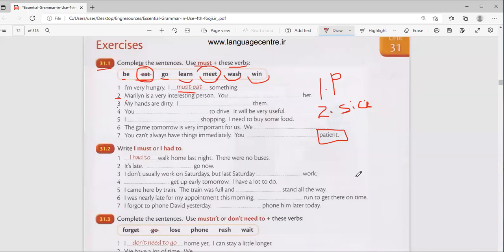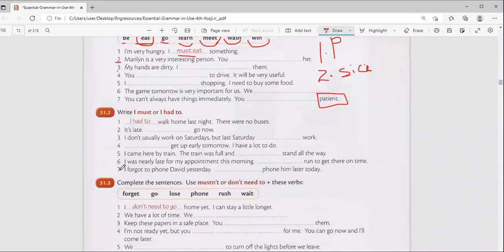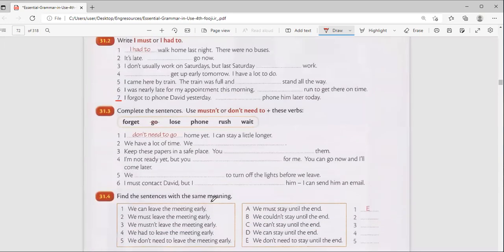Shukri. Number 6. I was nearly late for my appointment this morning. I had to run to get there on time. Yes, I had to run to get there on time. Number 7. I forgot to phone David yesterday. I had to phone him later today. Yes, I had to phone him.